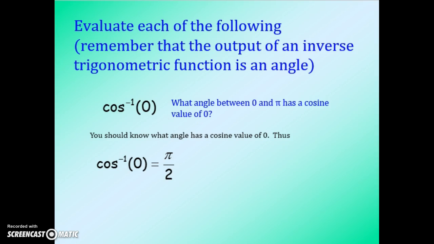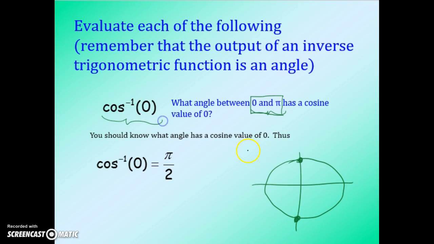Let's look at this one. We're going to do the same thing here. We're going to ask ourselves, in that unit circle, for what values was cosine 0? Well, cosine is 0 here, and cosine is 0 here. But remember, we can only get those values that are between 0 and pi, because cosine inverse has a restricted domain. So between 0 and pi, this is the only angle measure where cosine had a value of 0.